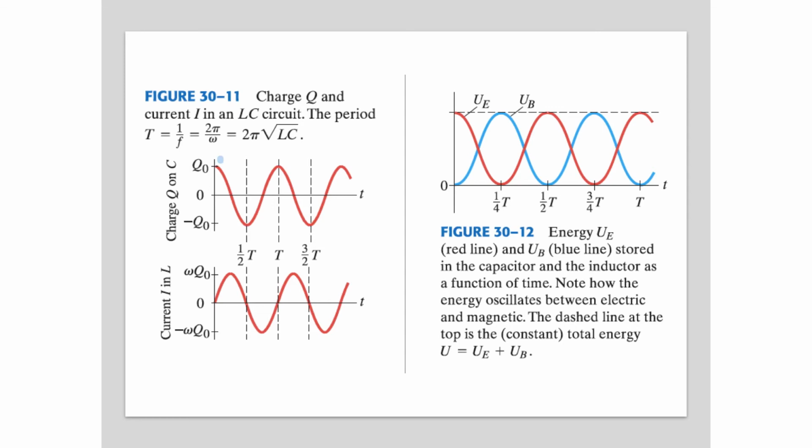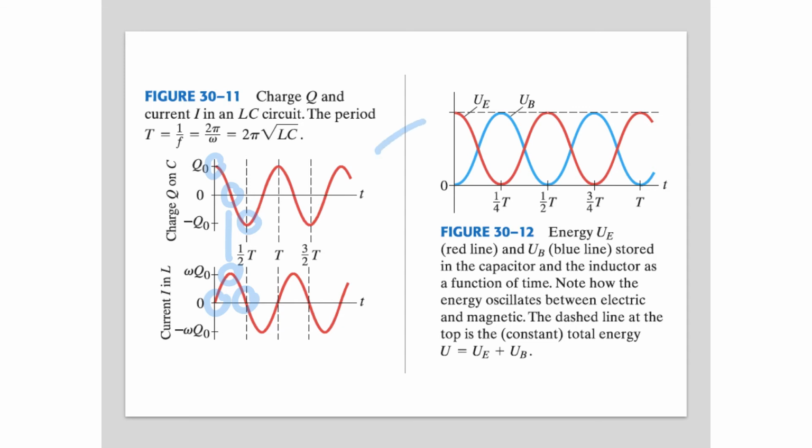When the capacitor is fully charged, the current inside the circuit is going to be 0. But when the capacitor is fully discharged, the inductor is going to store the energy in the magnetic field. And then when the capacitor is fully charged again but with a different polarity, the current inside the circuit is going to be 0.